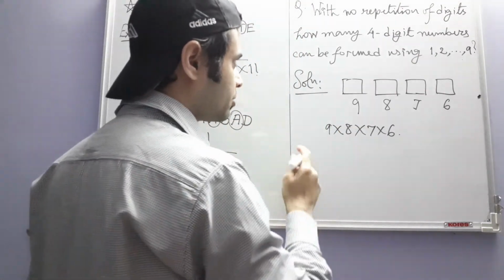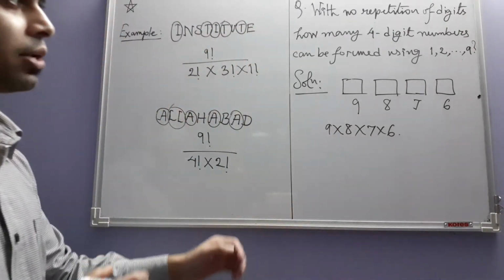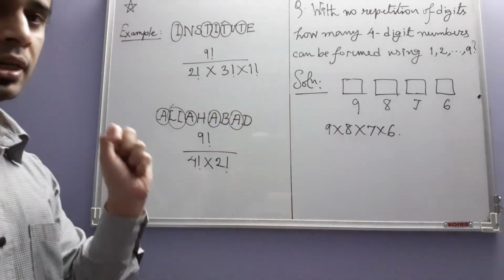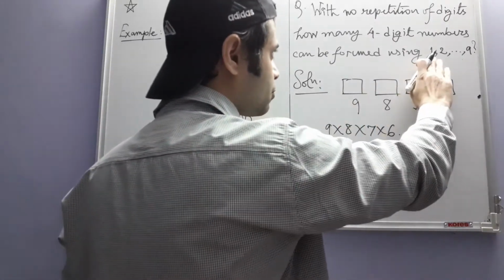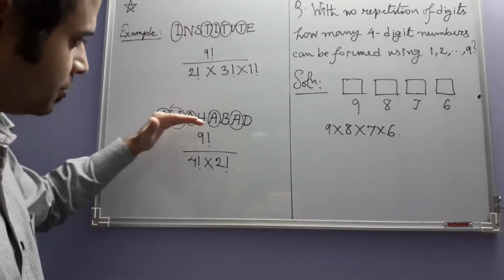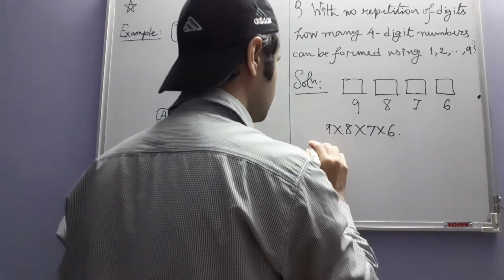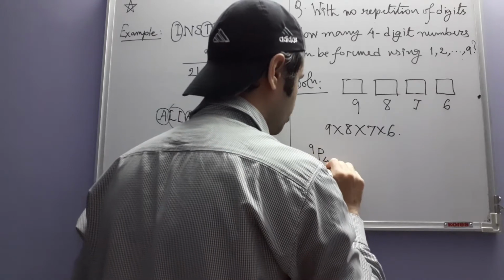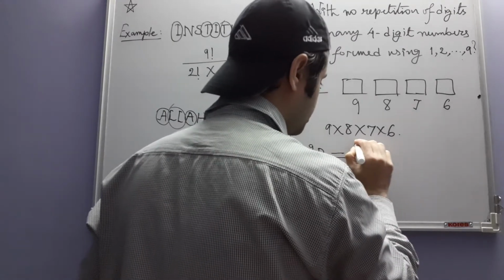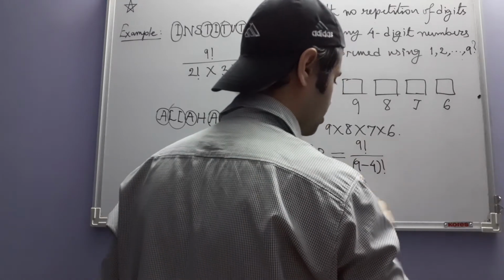In the second method, you can directly find this out. You are actually trying to find out the number of permutations of 9 objects when 4 are taken at a time. Also note that the objects are distinct. It's not a situation where objects are being repeated. If objects are being repeated, this formula cannot be used. 9P4 is only for distinct objects. Keep that in mind. Now we already know the expression for this: 9 factorial divided by (9 minus 4) factorial.